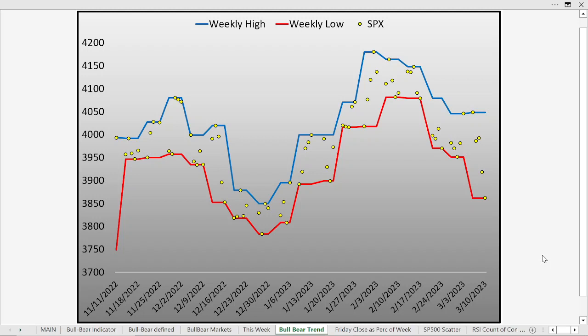Wrapping up this week's trading activity, we see quite a bit of volatility. Every yellow dot here shows us the closing price of the S&P 500. The red line shows us the weekly lows. Blue line shows us the weekly highs, and we clearly closed right on the low.